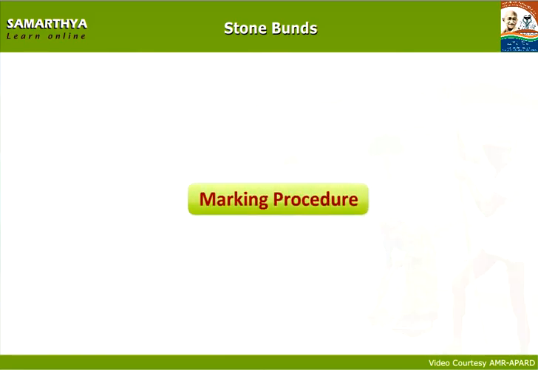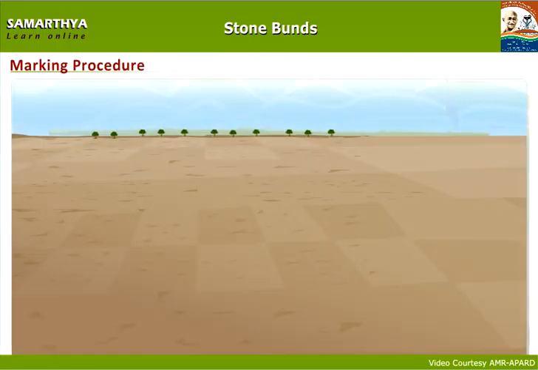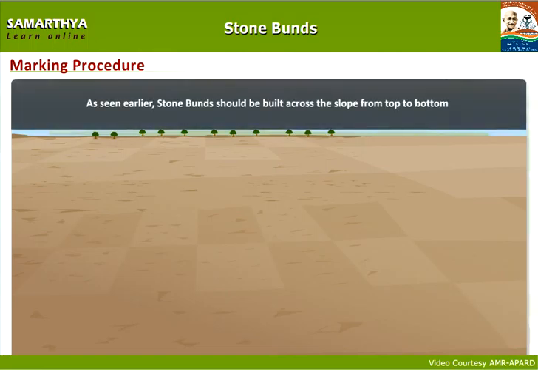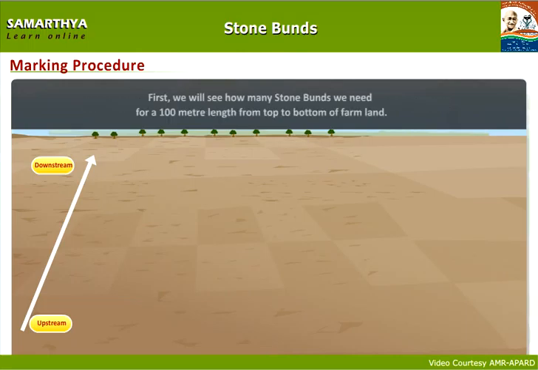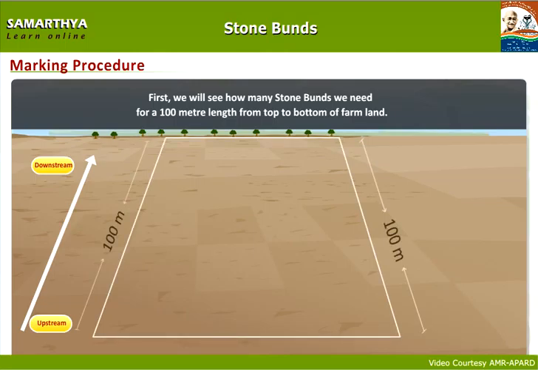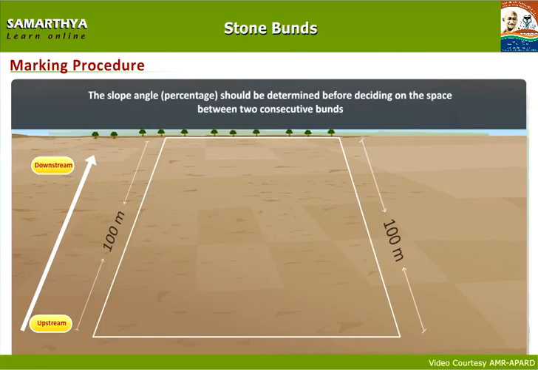Marking procedure for construction of stone bunts. Let us see how to go about marking stone bunts. As seen earlier, stone bunts should be built across the slope from top to bottom rather than from bottom to the top. First, we will see how many stone bunts we need for a 100-meter length from top to bottom of farmland. The slope angle percentage should be determined before deciding on the space between two consecutive bunts.